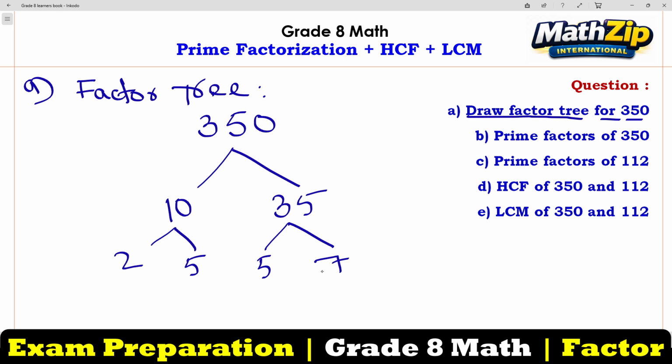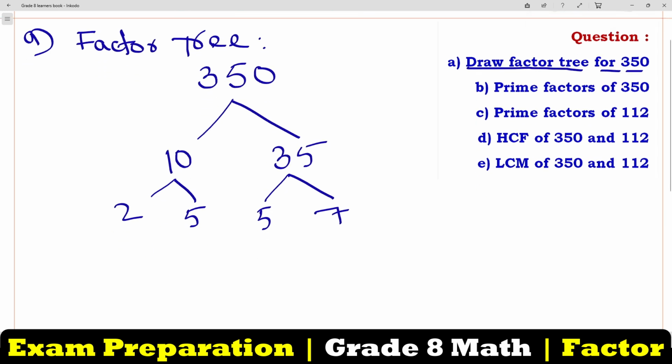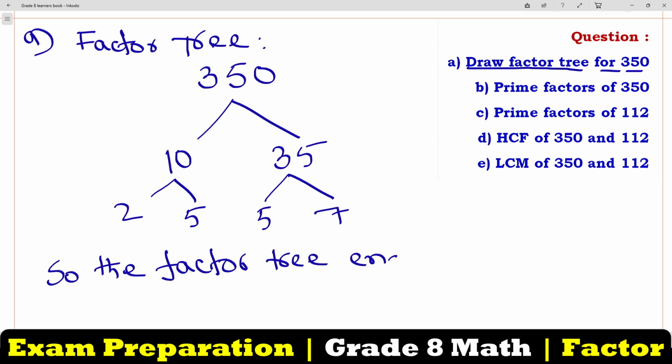Now it's the last. So we can write it like so. The factor tree ends with 2, 5, 5 and 7. So number A is done.